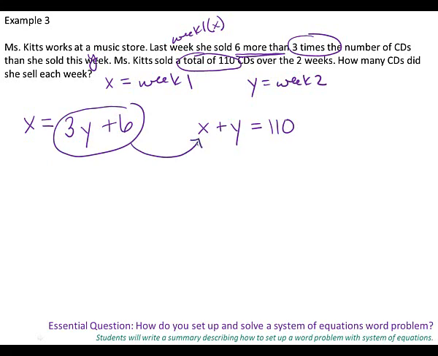So here's what I want you to do. I want you to take a minute and try it. Okay, so everybody is trying that problem right now.